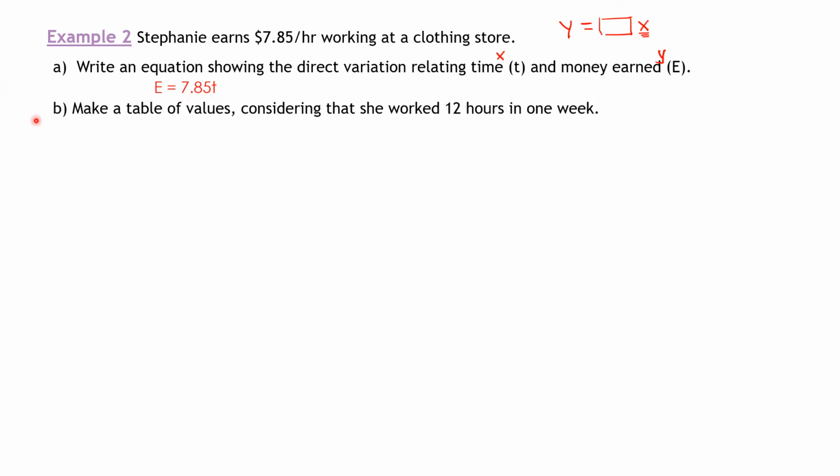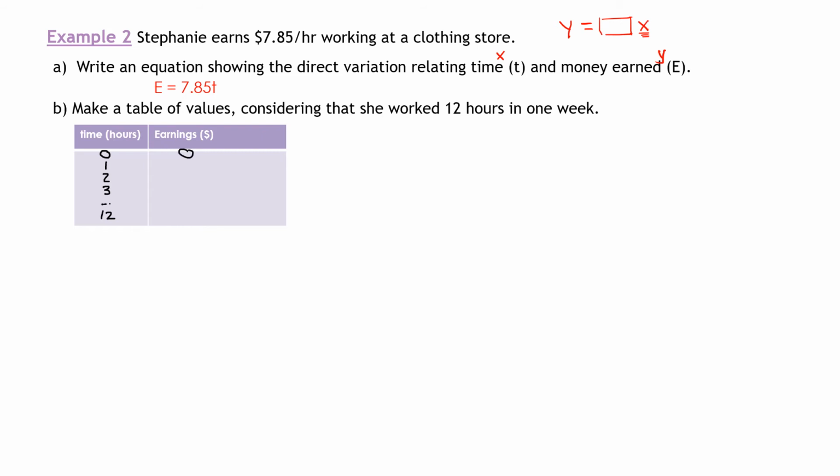Next question. Make a table of values considering that she worked 12 hours in 1 week. So we've got a table looking like this. It's kind of small, and I'm not going to put in 0 all the way through 12. I'm going to skip a few, but I'm definitely going to start with 0 in time. What if she works 0, 1, 2, we'll do a 3, and then we'll skip and go to 12. If she works 0 hours, I already talked about this, she gets 0 earnings, 0 money.